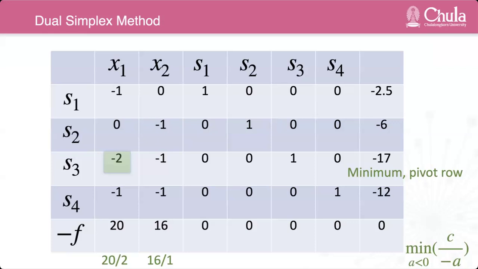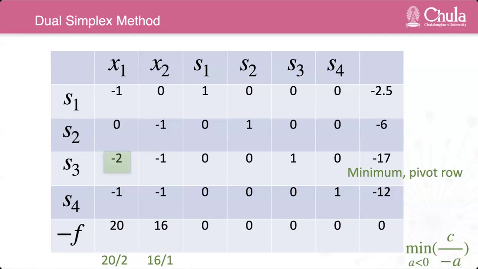Now, which column? We find the minimum of C over minus A, and A must be negative, okay? Instead of B over A, we find C over A instead. Why C over A? This is C, the coefficient of the objective function, right? We divide C by minus A. For this row, C over A is 20 over 2, right? It becomes 10.